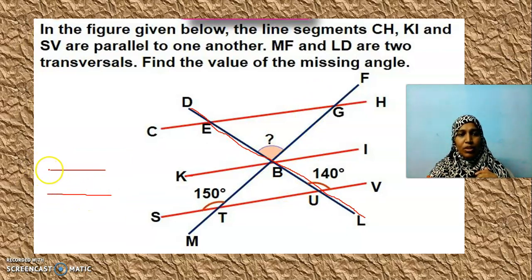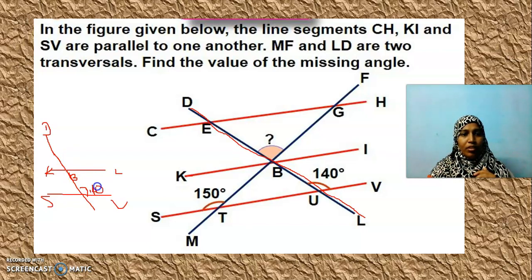Or I can draw another diagram for you. KI, SV, and I have only this transversal DE. Here we have B. And here I have not drawn that CH line. Whatever is necessary, that alone I have drawn. And here I have 140. So what about the corresponding angle for 140? Name that corresponding angle. Yes, it is DBI. Isn't it, my dear children? So this full angle is 140 degree. So you have to write first line, angle DBI is equal to 140 degree because they are corresponding angles. KI is parallel to SV.